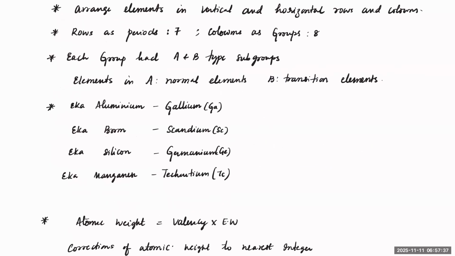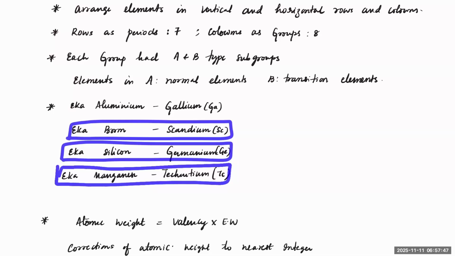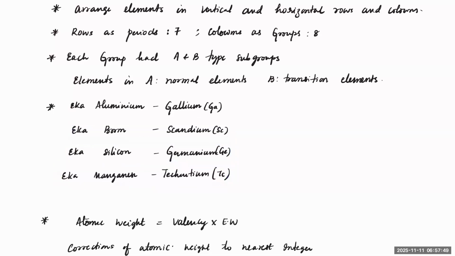Eka aluminium, which means gallium. Eka boron, which means scandium. Eka silicon, which means germanium. Eka manganese, which means technetium. These were then undiscovered. Later on, they were added. Because they belong to the same group, they were named after the nearest elements.